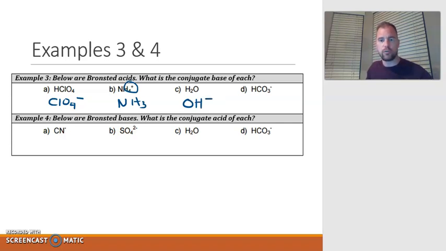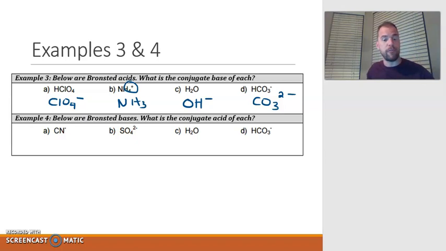And then HCO3 negative, if it loses that 1 hydrogen, if it donates it, what are you left over with? You're left over with CO3. This whole thing was originally -1, so if it loses another positive hydrogen, now it's going to be -2. So make sure you're watching those charges.